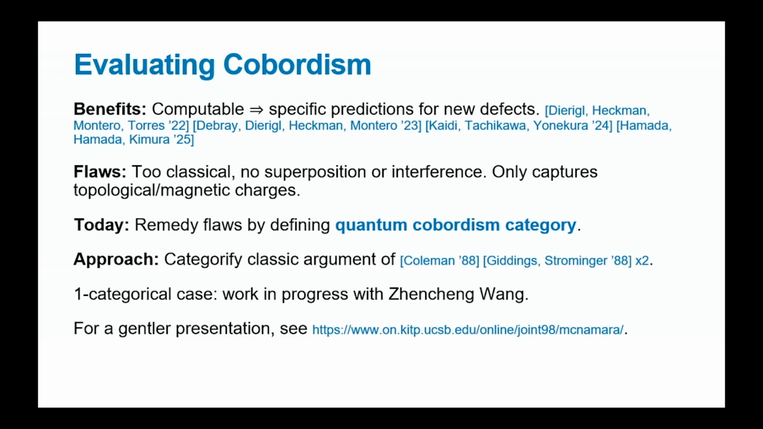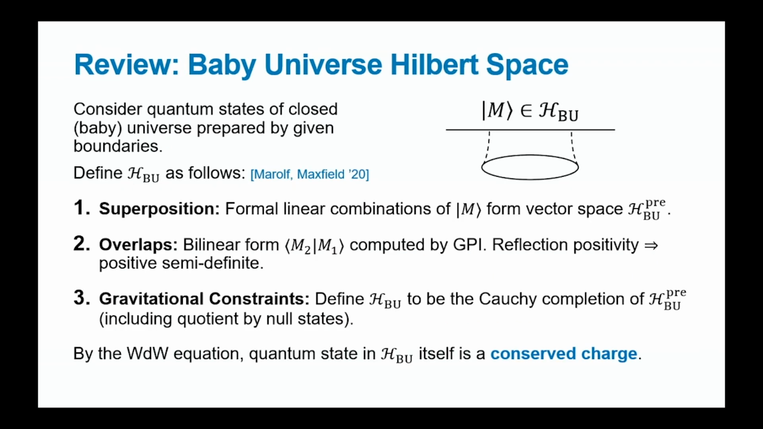So the approach I'm going to take is to categorify a classic argument of Coleman, Giddings, and Strominger. I would say that the classic story of Coleman, Giddings, and Strominger, which I'll review, gives a complete description of the zero-form charges in quantum gravity. I should say that the one-categorical case is work in progress with Zhencheng Wang, and for a gentler presentation, I'll point you to this recorded talk where I went much more slowly.